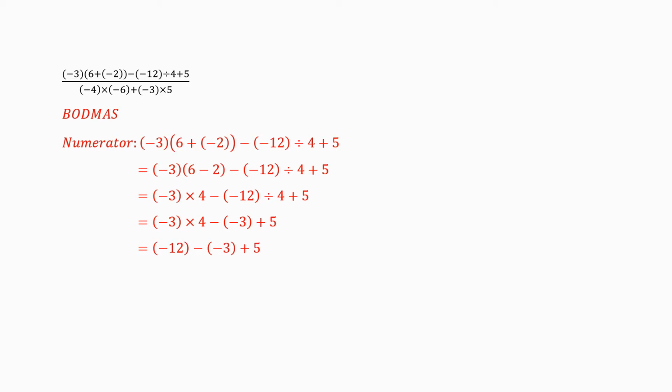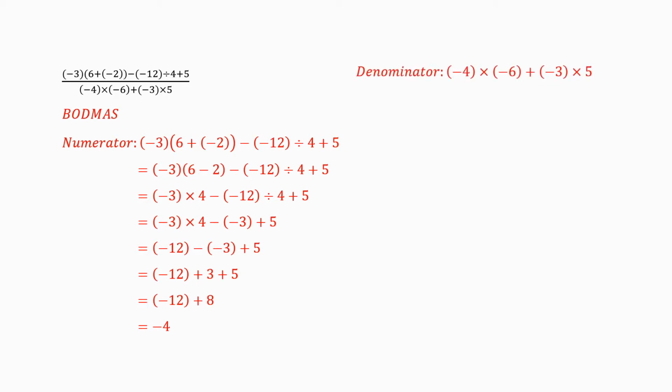Then we simplify -12 minus -3 plus 5. The negative and the negative before 3 can be expressed as a positive, because a negative times a negative is a positive number. So we have -12 plus 3 plus 5. We simplify that, it becomes -12 plus 8, and -12 plus 8 is -4. Then we evaluate the denominator.